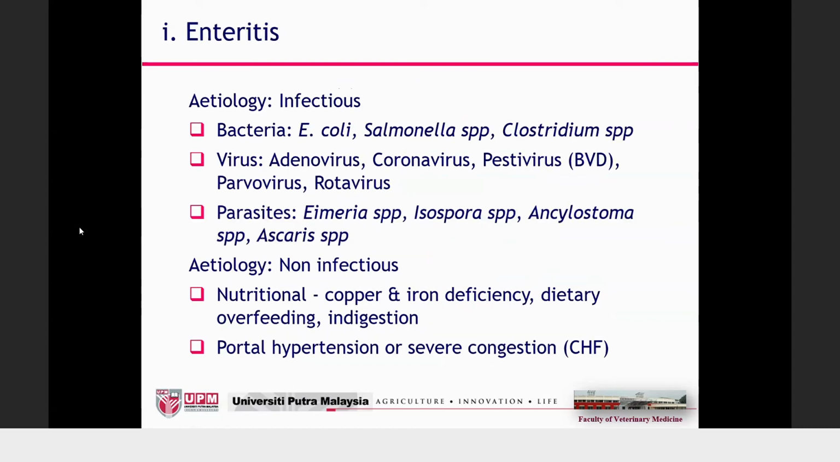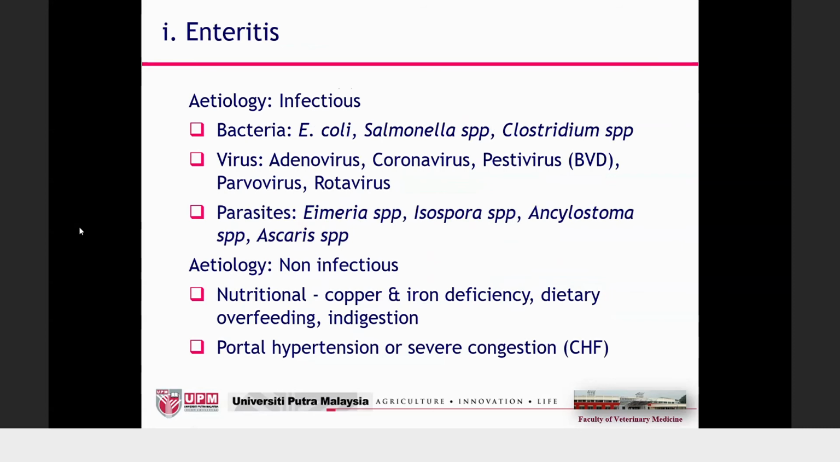So regarding the agent, this is very important. That's something you need to remember. The infectious one, particularly very common in the intestine. When you look at the lesion, more importantly is bacteria. For example, there we have E. coli, Salmonella, and Clostridium. This is the most common bacteria that can cause enteritis. Viruses, of course, a very important one is parvovirus. Parvovirus very important. Although coronavirus, rotavirus, adenovirus, and pestivirus also could lead to enteritis.